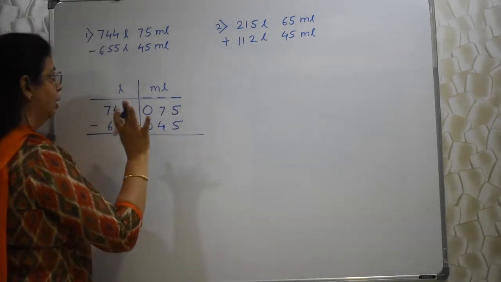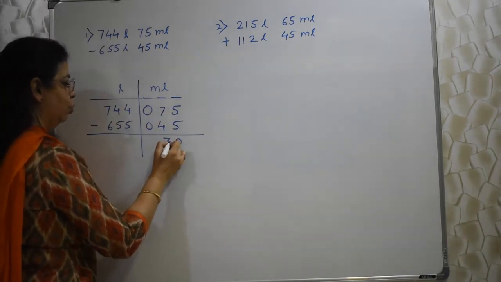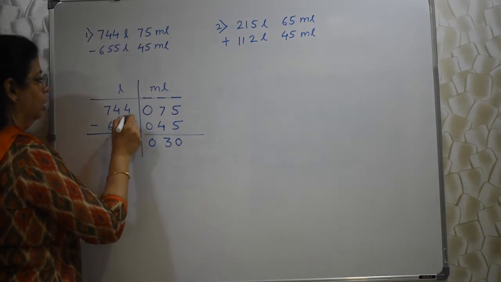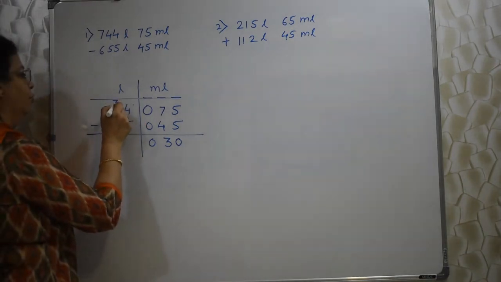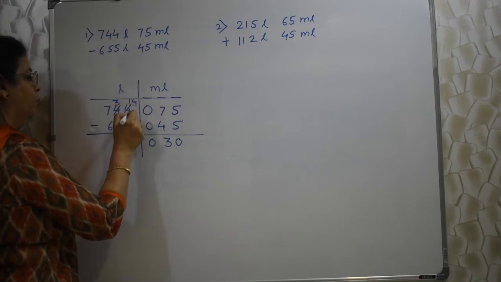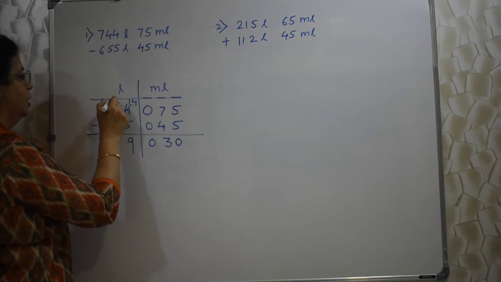Now just the subtraction. 5 minus 5, 0. 7 minus 4, 3. Then 0. Then here 4 and 5. So I have to take help of this. 14. 14 minus 5 is 9. Then here 6 and this is 13.